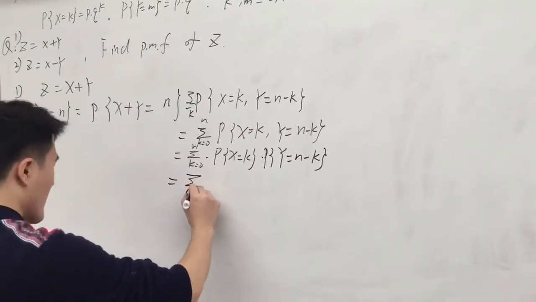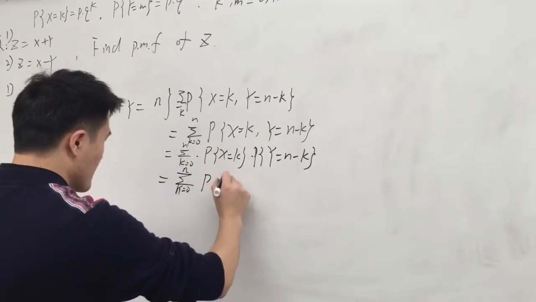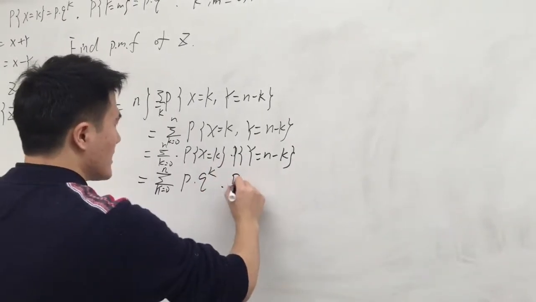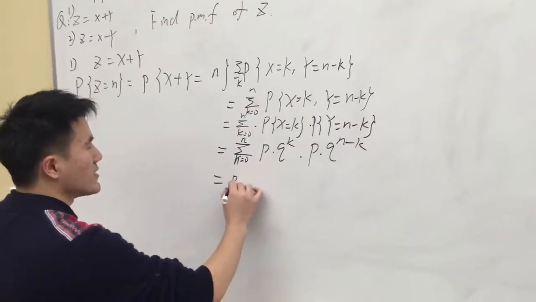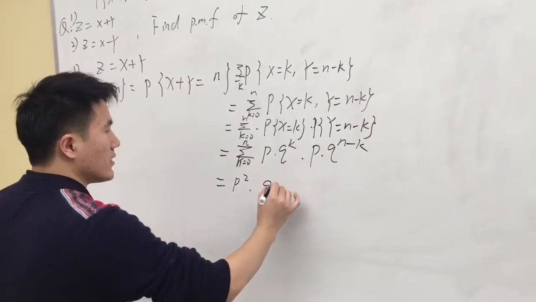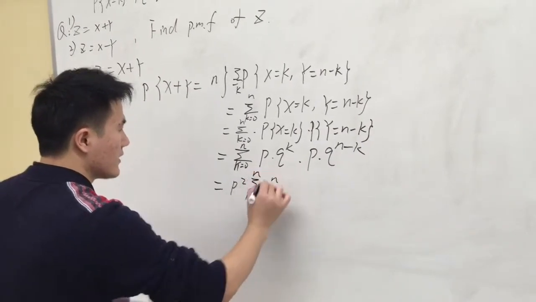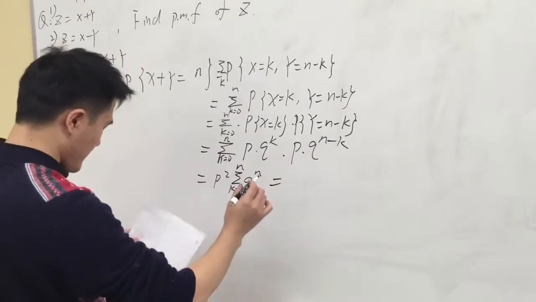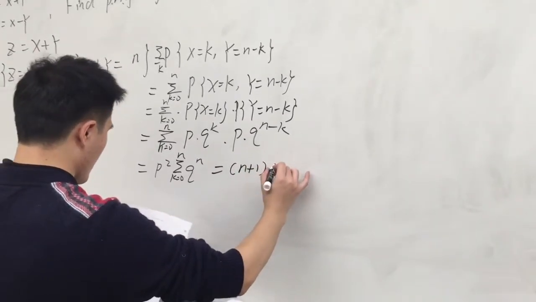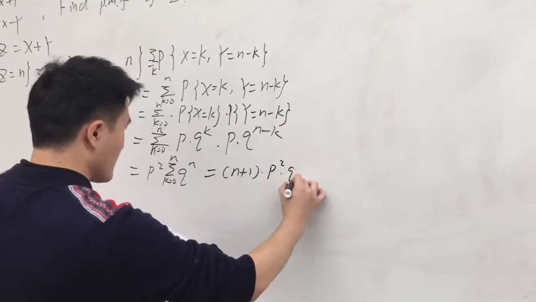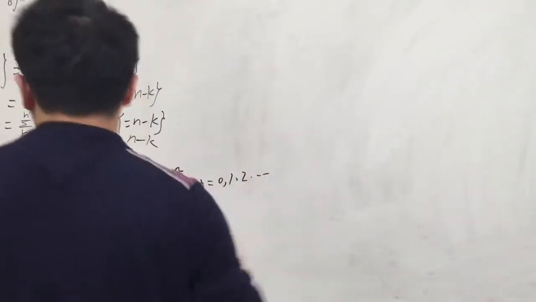And so we can write the sum for K from 0 to N of P times Q to the power of K, and this is P times Q to the power of N - K. So this is P squared Q to the power of N, the sum for K from 0 to N. So this is (N + 1) times P squared Q to the power of N, for N from 0, 1 to infinity.